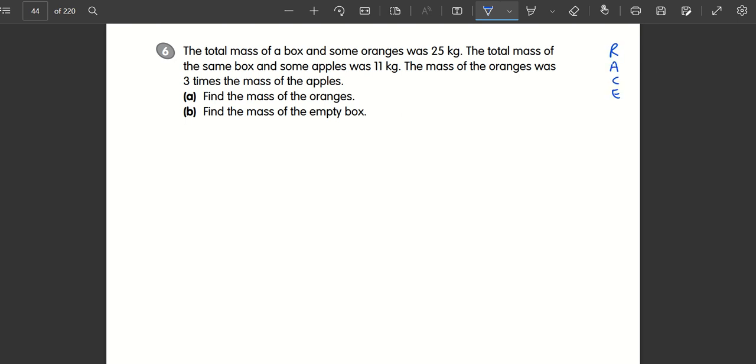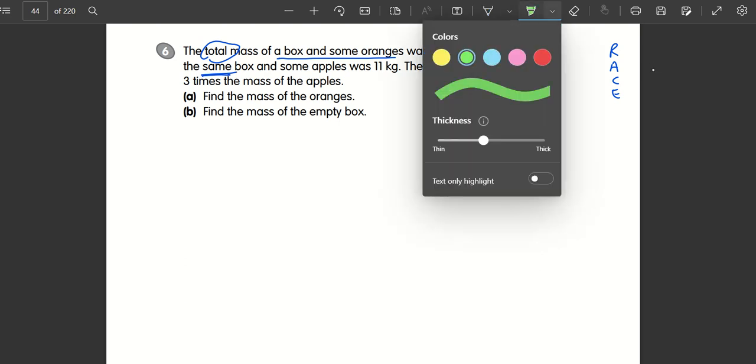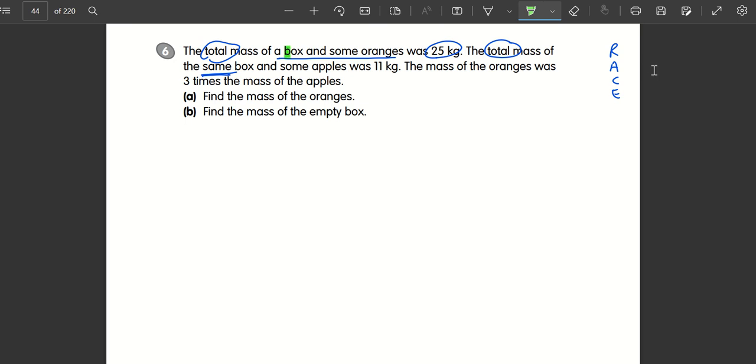I read it again. The total mass of the box and some oranges, so box and oranges, was 25 kilograms. Then you have a total again, another total. This time the total is with the same box. So the same box would mean that you get the idea. You're looking at a box here and it's the same box. But this time round, a different object, some apples.